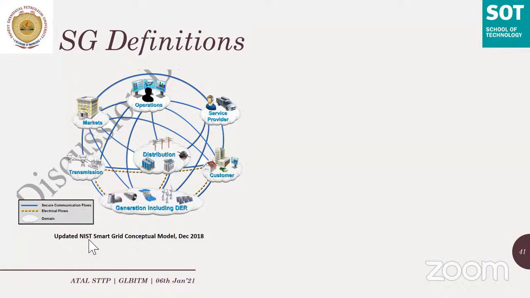This is the National Institute of Standards and Technology, United States, conceptual model. This was outlined in 2010. Now it has been amended again in 2018, where it shows all the partners or players, and how they are participating in the smart grid scenario. Several definitions exist for the smart grid scenario. One definition comes from the ETIP, the European Technology Innovation Platform, which defines smart grid as the scenario where we can work.